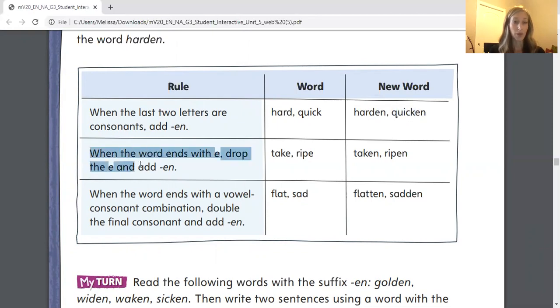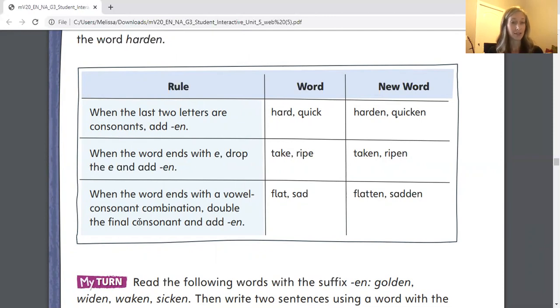But when the word ends with the letter E, you drop the E and add en. So for example, the words take and write. It says drop the E and add en. So really, you're just adding the en, but we want to say drop the E and add en because en is that suffix. So take, drop the E, T-A-K, and add your suffix en. Same for write, drop the E, add your suffix en.